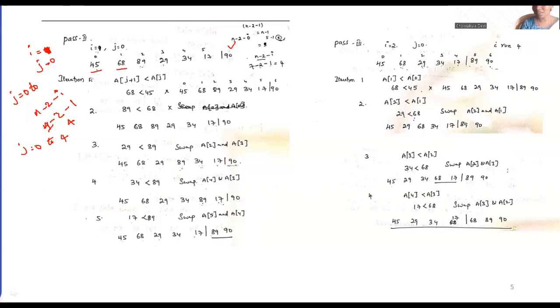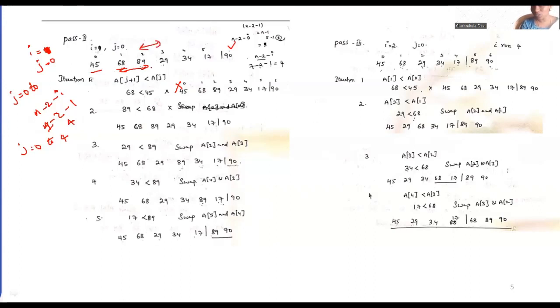So these two elements are compared, 68 and 45. So 68 is not less than 45. The condition failed. We cannot swap them. So the same list remains. So now again we have to take the next two elements, 89 and 68. 89 is not less than 68. Again the condition fails. So we cannot swap. It remains the same list.